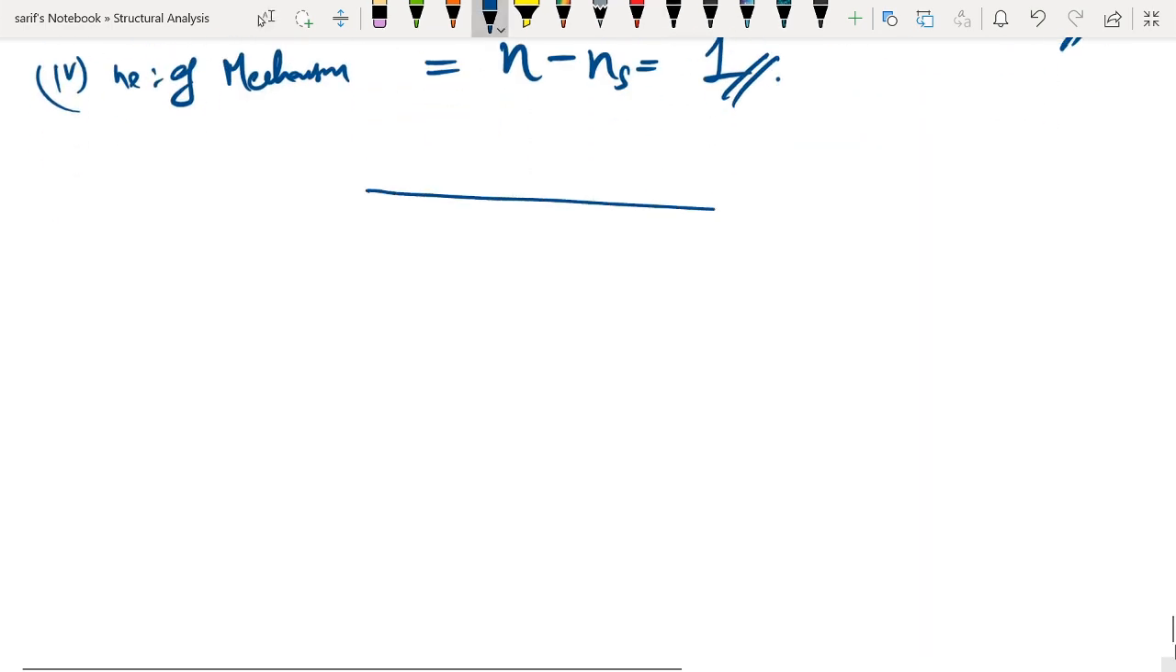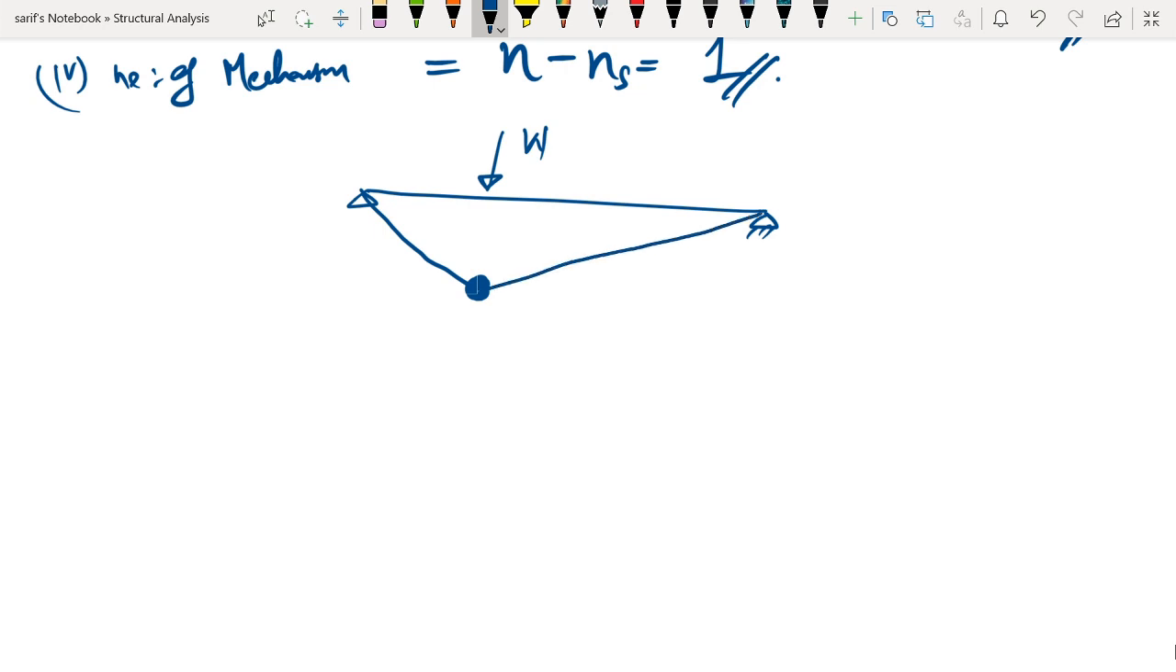Next thing is, this is the given beam and this is the load W. The plastic hinge is going to be formed right below the load. So let this be the plastic hinge. The deformed shape of the structure will be like this once the plastic hinge is formed. Now this is A, this is B.